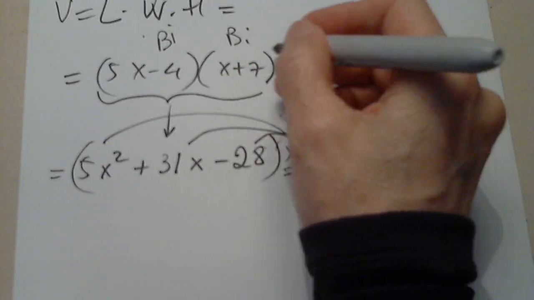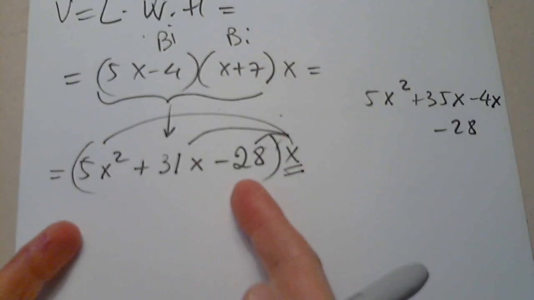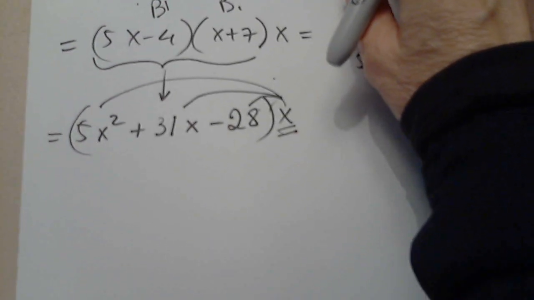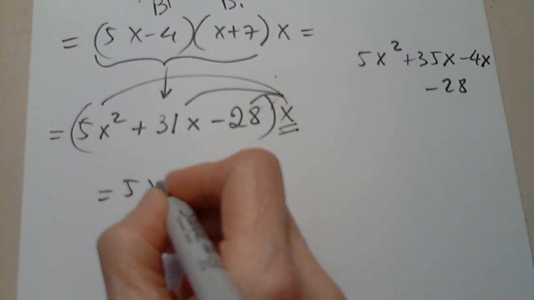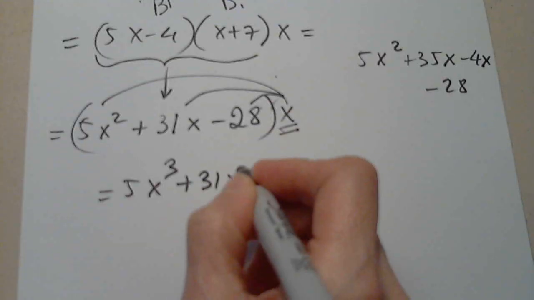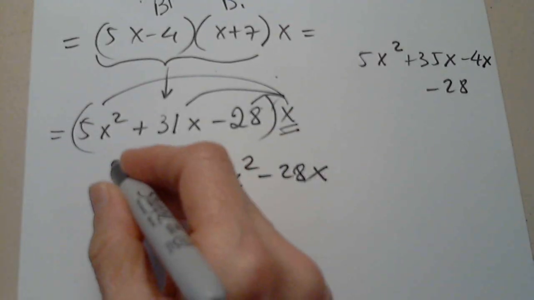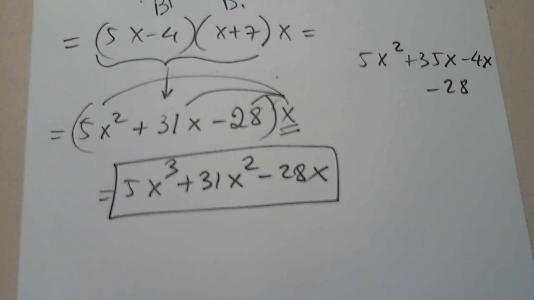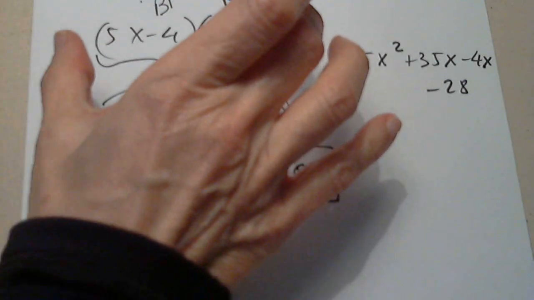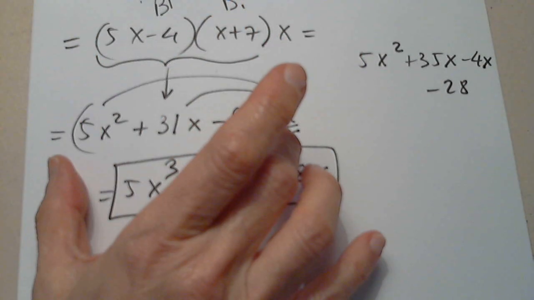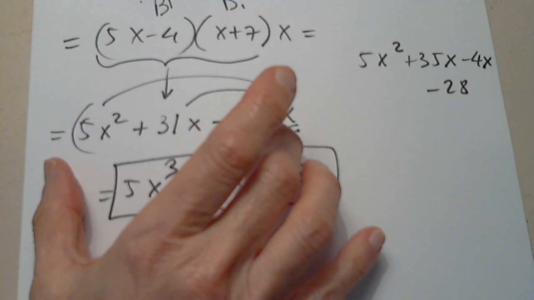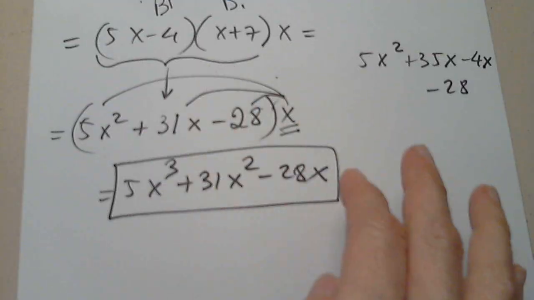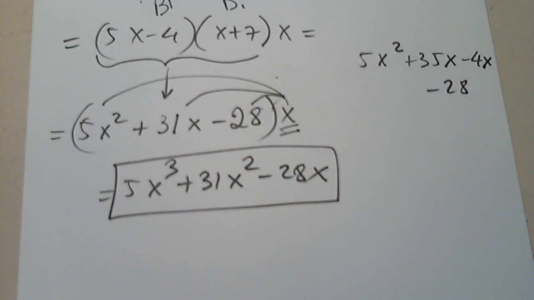Can you do x squared plus 7x? Yeah, but then this will be more difficult. Slightly more difficult. So this is 5x cubed plus 31x squared minus 28x. This is the best sequence. Get the binomials multiplied, simplify, combine like terms, and then it's so much easier to distribute just a simple x.